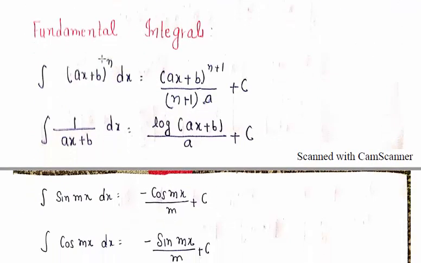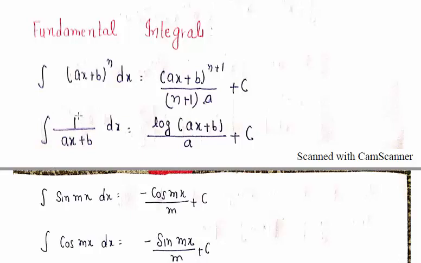So students, you are required to remember all these formulas to solve integration. The integration of (ax plus b) raised to power n dx equals (ax plus b) raised to power n plus 1 over (n plus 1) into a, plus c. Here the concept is the same: as the power is n, we add 1 to the power, so the power becomes n plus 1. In the denominator we write the new power and the coefficient of x, which is a, plus c, where c is the constant of integration.